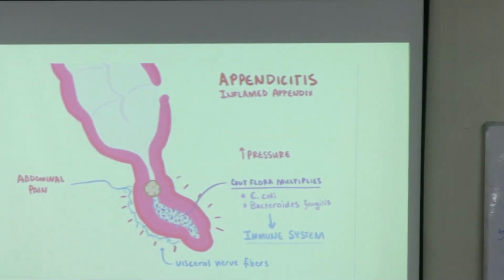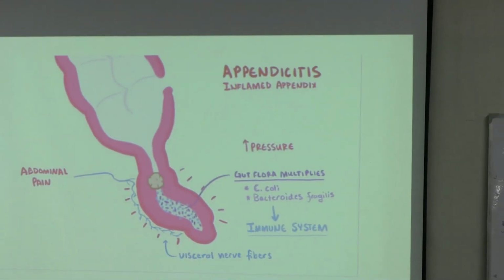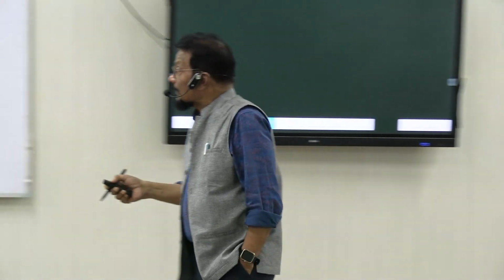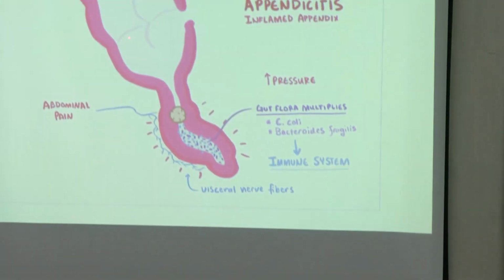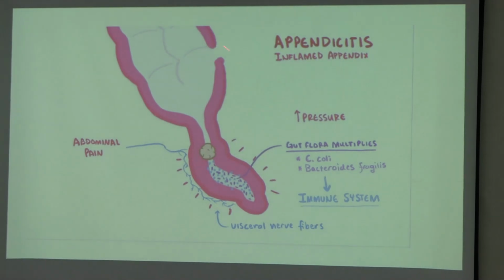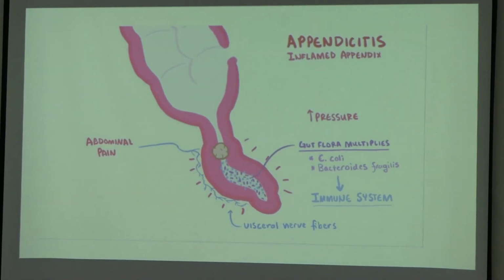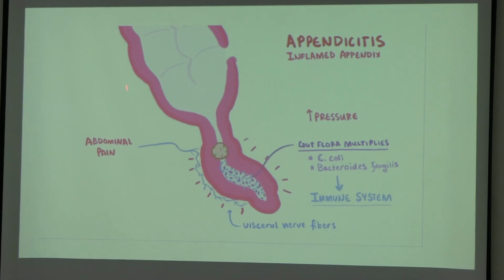So after the small intestine, what is the last part of the small intestine? Ileum. Now the ileum will enter into the large intestine through this junction, the ileocolic junction. Below this junction, what is this? Appendix. About 8 centimeters long, and often it becomes inflamed.